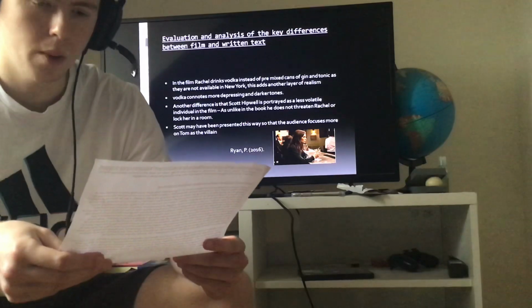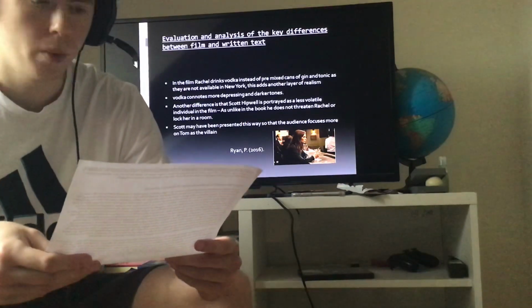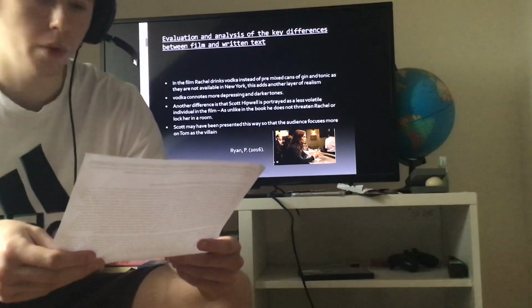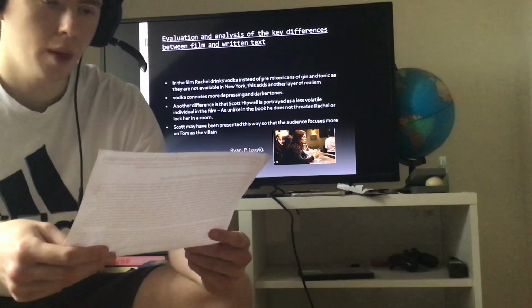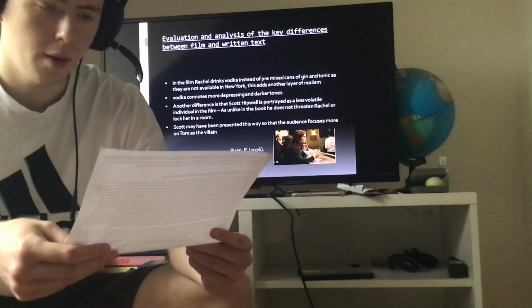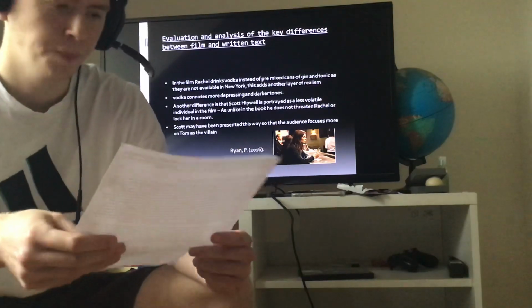Furthermore, if when the screenwriter was making the change she opted to have Rachel drink a more upbeat and less depressing drink, like the example of fruit cider, the audience may have felt more attracted to the character of Rachel and therefore be more engaged in her and the narrative surrounding her.